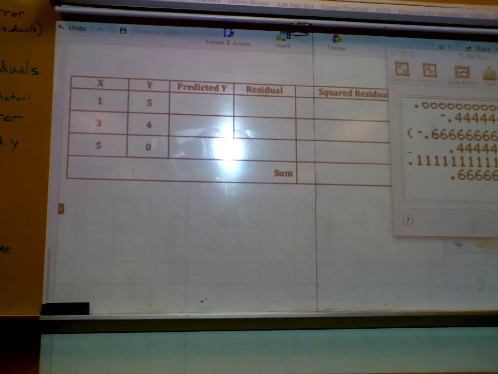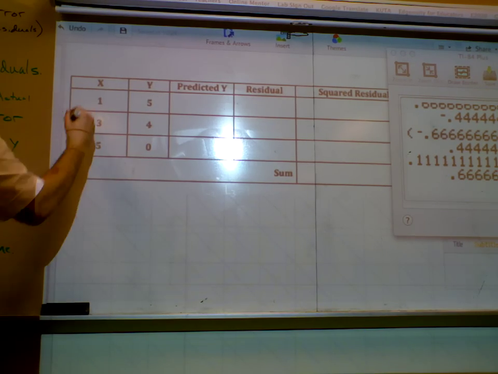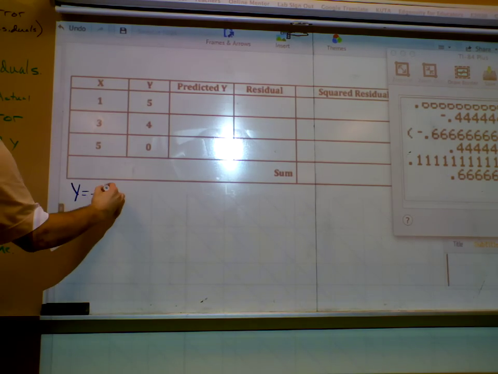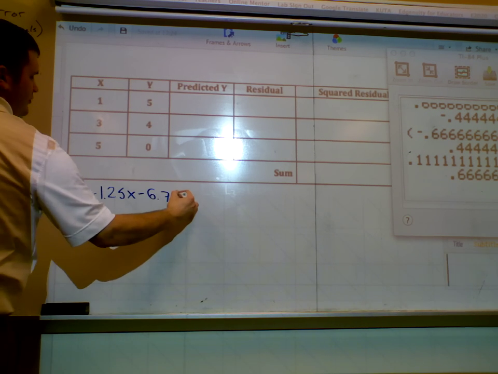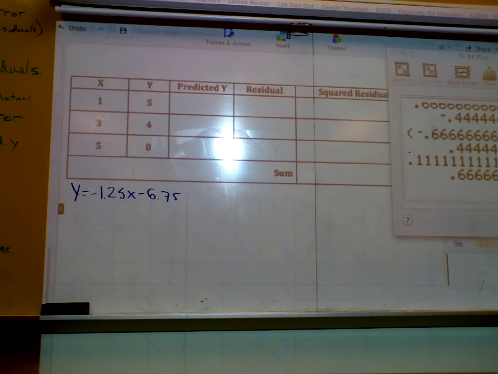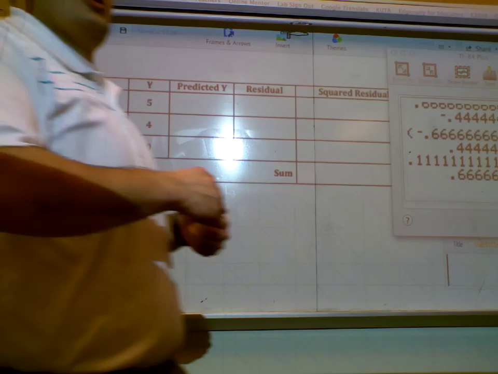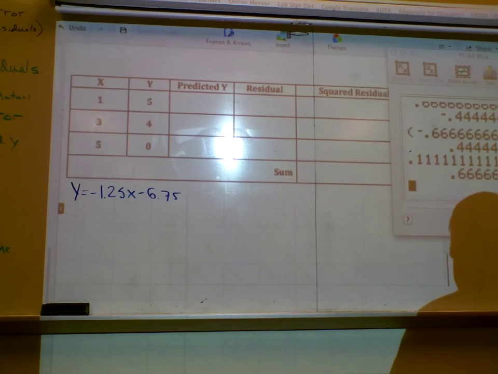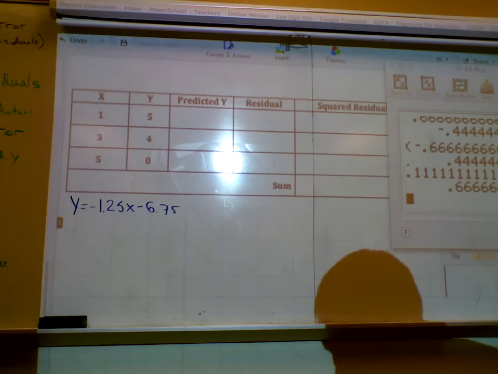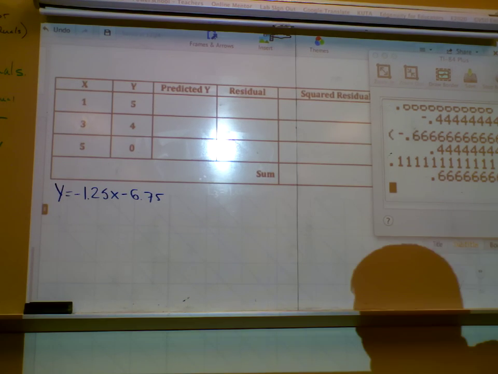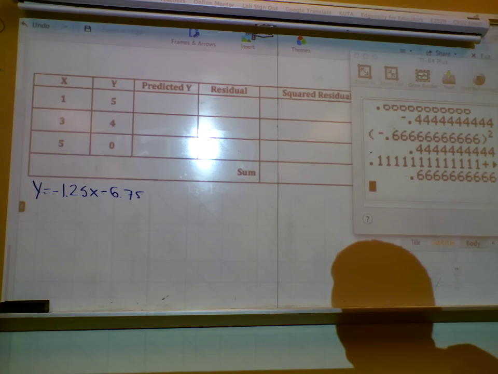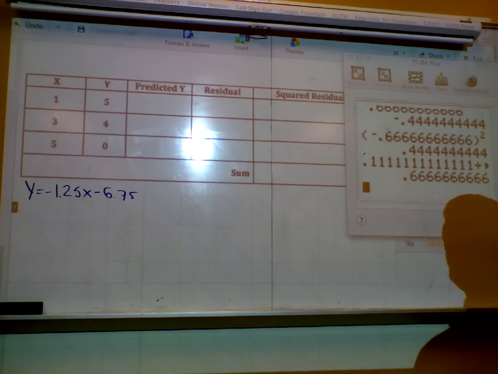All right, regression equation. What did you get, Kendra? Negative 1.25x minus 6.75. Good. Are there any questions about how we got that regression equation? Remember, X in list 1. I do. You have a question? Yeah, I rounded mine. All right, you rounded to get 1.25. I got negative 1.27.